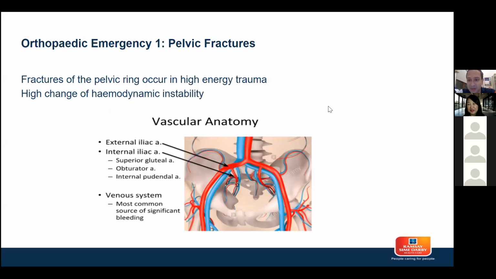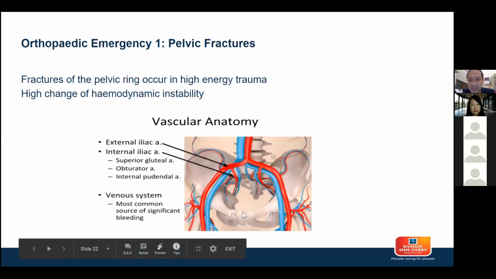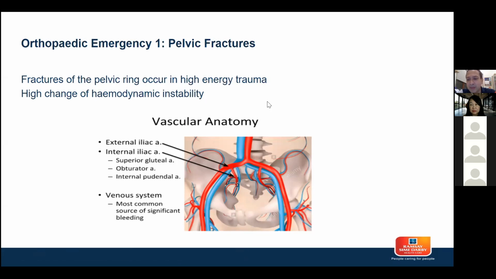Pelvic fractures are one of the emergencies I mentioned. The pelvic ring usually is only injured in high impact or high energy trauma. You don't really get a major pelvic injury by falling down one flight of stairs or sitting down in the wrong position and all that. The problem is there's extensive vascular supply around the pelvis. And what happens if you get an unstable pelvic fracture? You tend to damage the venous system. And the venous system is very hard to control once it starts bleeding.